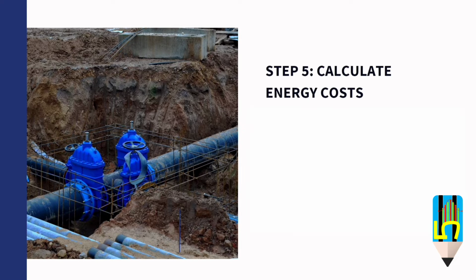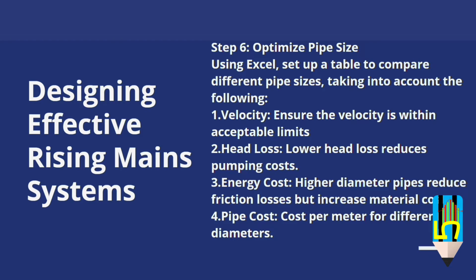Once we have done these steps, then we can make an Excel sheet and we can compare different pipe sizes by taking into account the velocity, the head loss, the energy cost, and the pipe cost. You don't have to do all these things, firstly, because you are not related to the mechanical aspect of water distribution design. Secondly, even if you have to do this, I will give you an Excel, and that will make the process much smoother and easier.